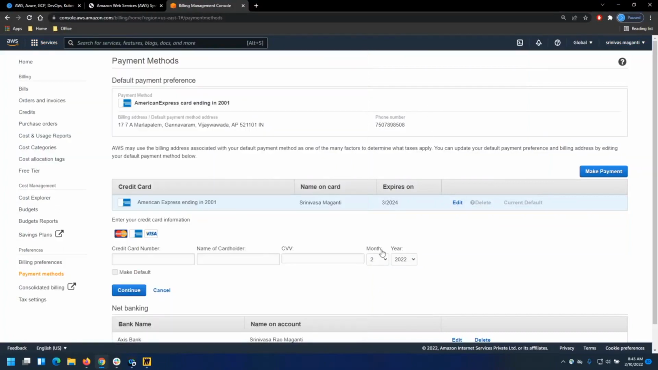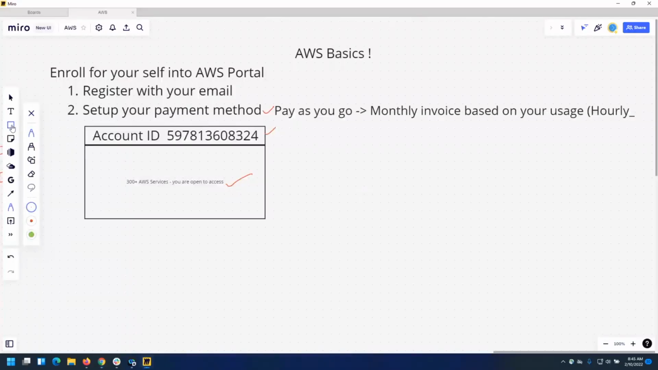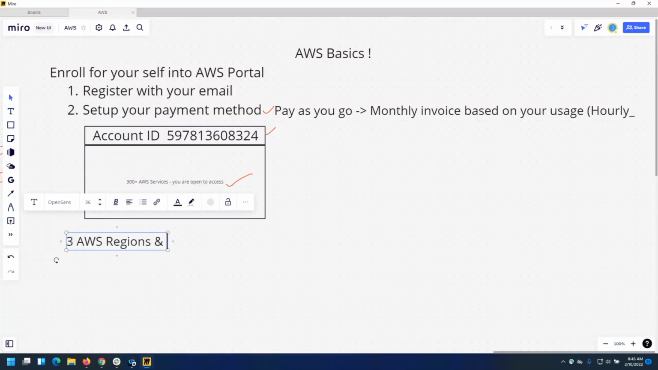Now, what I need to consider before I start deploying something in AWS, the third point, is AWS regions and availability zones. What do you mean by region, and what do you mean by availability zone?